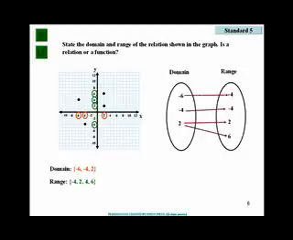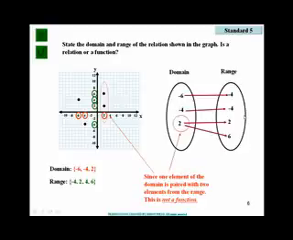Now, this would not represent a function because you do not have that predictability. That is, if you plug in 2 in particular, you don't know if you're going to get out 2 or 6. So this relation is not a function. One element of the domain is paired with more than one element in the range, not a function.